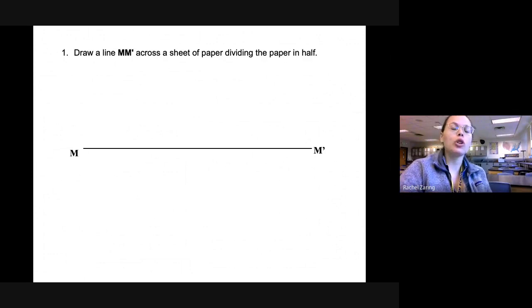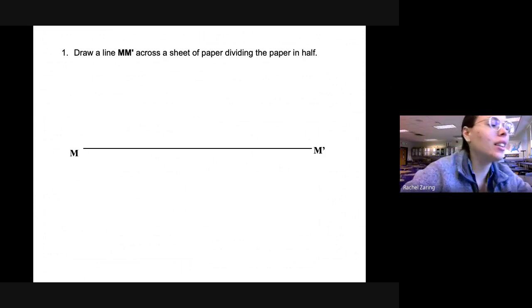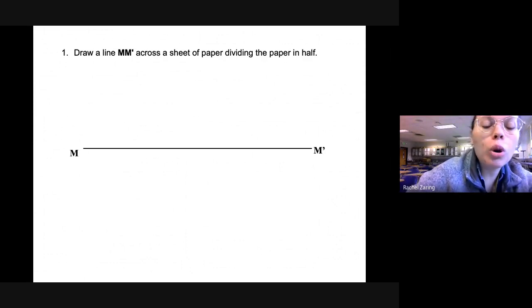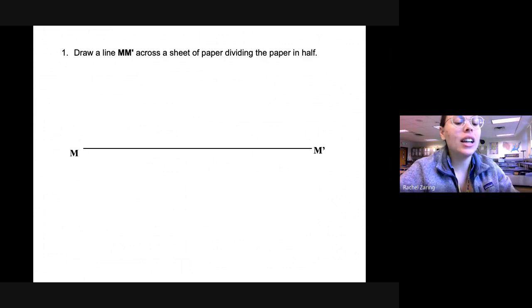When you get to your lab group, start by reading the background section and then walking yourself through step by step. Step number 1 is drawing a line across the piece of paper, dividing it roughly in half. This is a line where your mirror is going to be. This is called line MM, and you're going to label that line as such by putting M on one side, and then M prime along the other side.